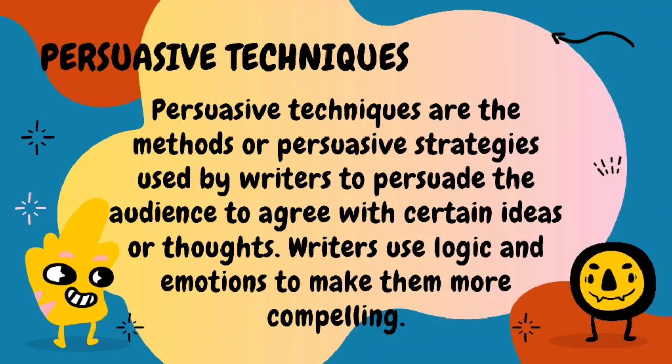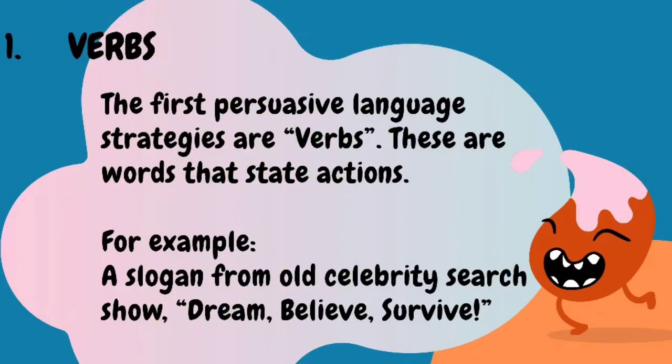Persuasive techniques. Persuasive techniques are the methods or persuasive strategies used by writers to persuade the audience to agree with certain ideas or thoughts. Writers use logic and emotions to make them more compelling. 1. Verbs. The first persuasive language strategy is verbs. These are words that state actions. For example, a slogan from an old celebrity search show: dream, believe, survive.